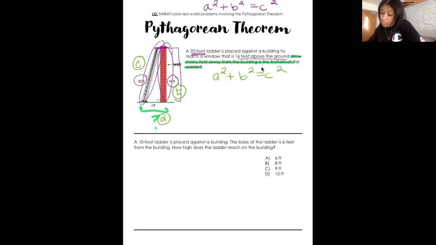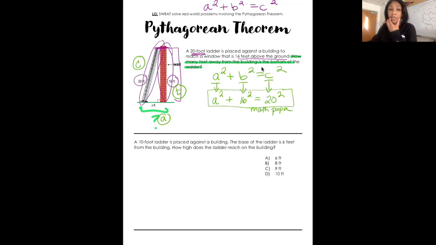Step 4, substitute. I'm going to replace A with, I'm going to just use A. I'm going to replace B with 16 and square it. And I'm going to replace C with 20 and square it. Bring down your plus sign, bring down your equal sign. Now we're going to put this in our equation solver, Math Papa. Granted, we set it up right and we type it in right, we will get the correct answer, okay? And the answer for this one, let me do the first one with you.